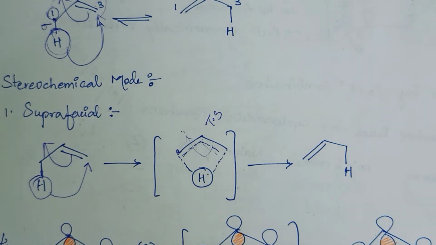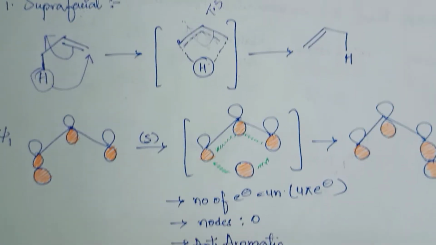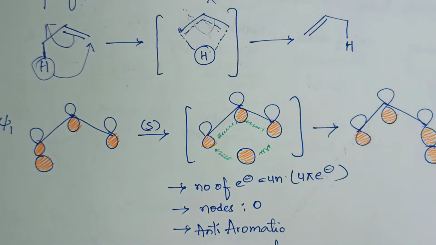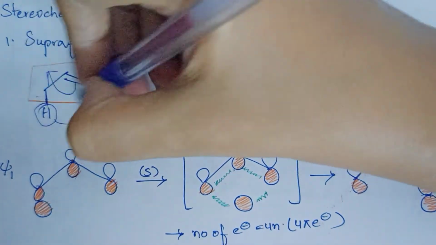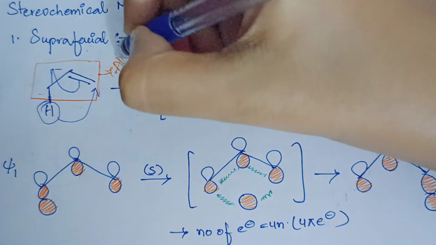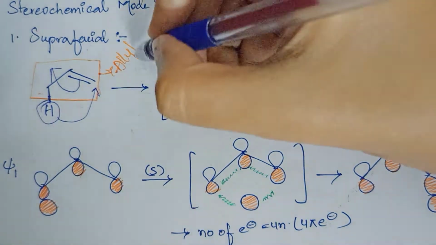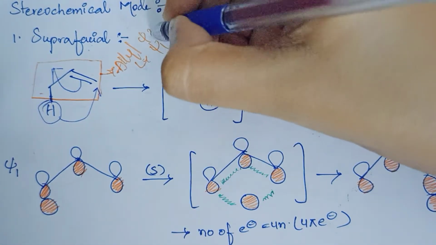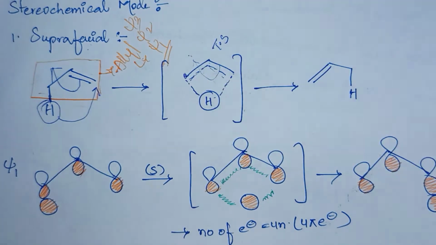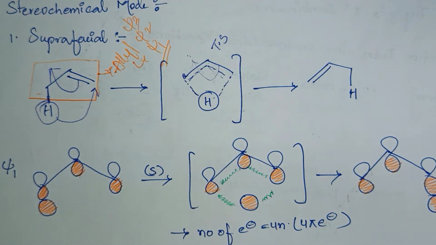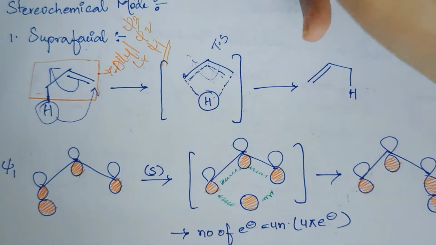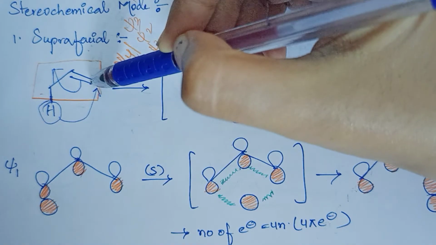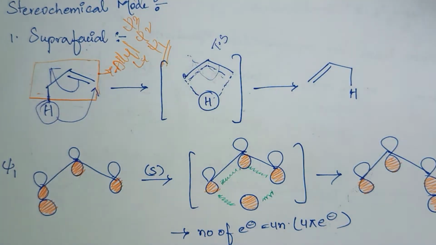Now we will see the sigmatropic reaction with regard to the suprafacial mode. Here you see the allyl system. For the allyl system, you will have psi1, psi2, psi3. This was already explained in the previous molecular orbital diagram of allyl. Psi1, psi2, psi3 molecular orbitals will be present because we have 1, 2, 3 carbons. So we will have 3 molecular orbitals.